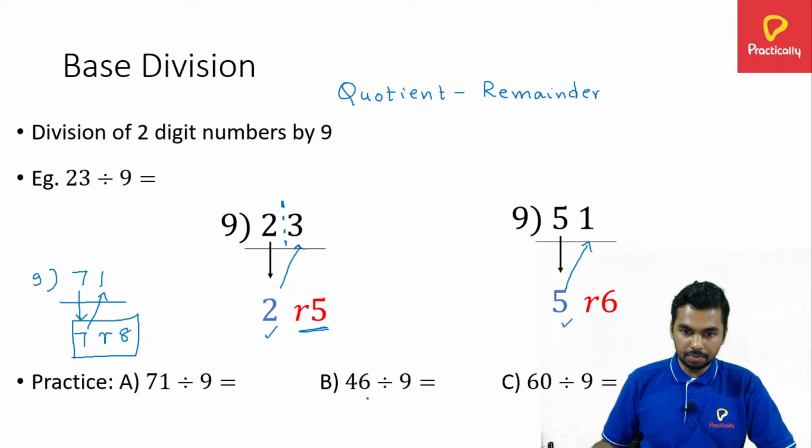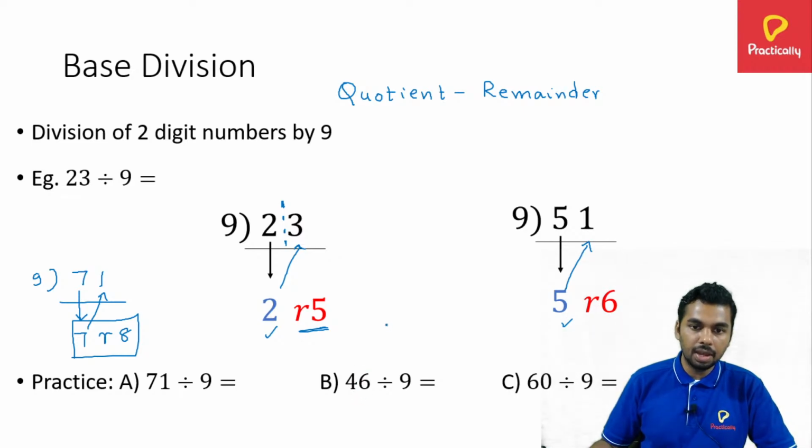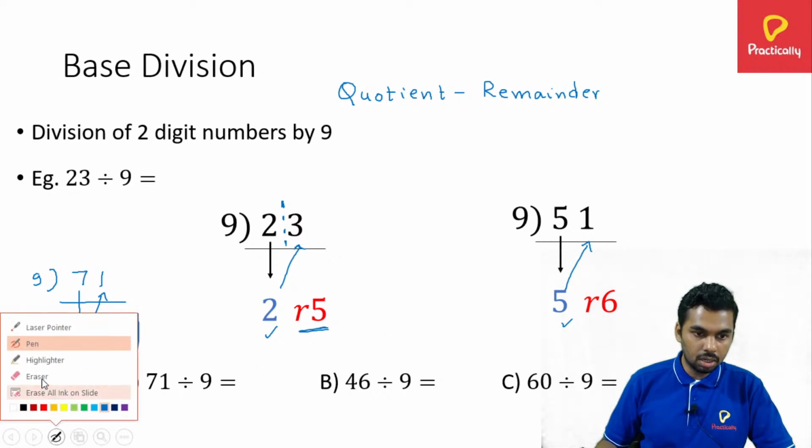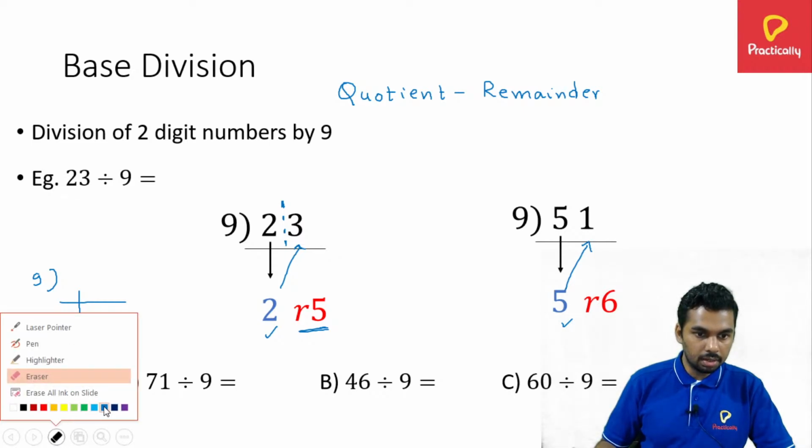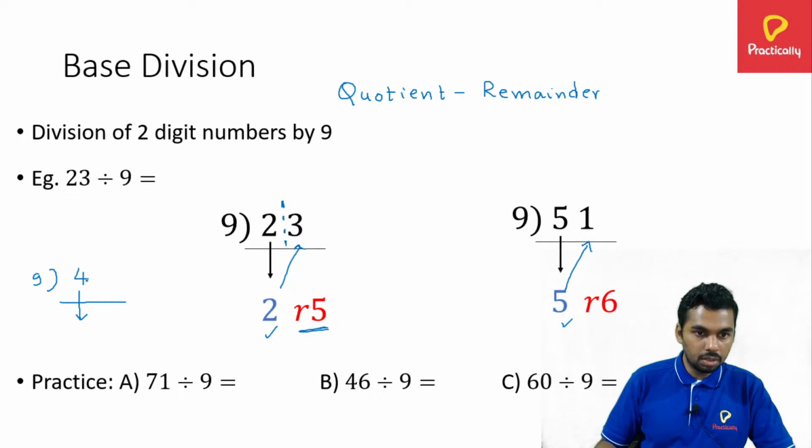What about here? 46. So 46 is slightly different, but anyway, I'll try to write it. So let's change the numbers here. So 46 is what? Right, let's go back. Okay, so 46 divided by 9.